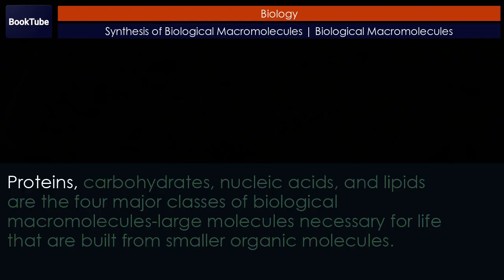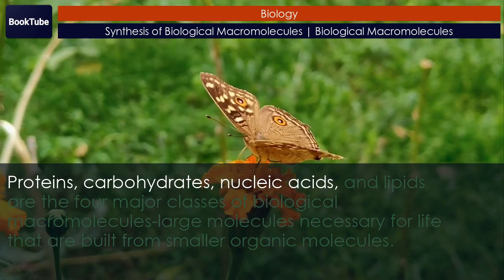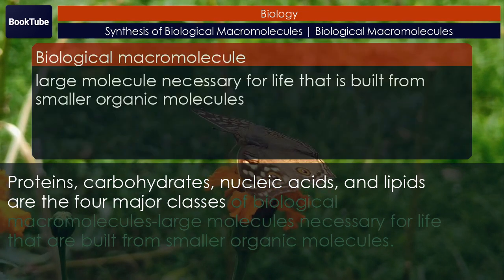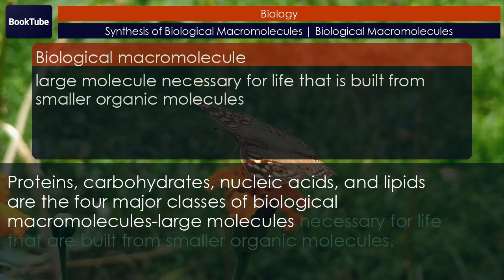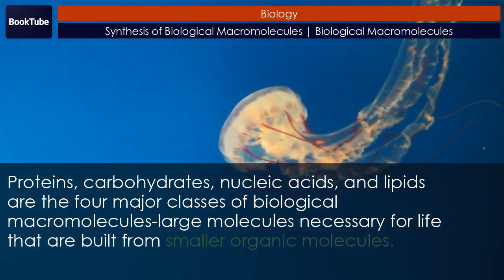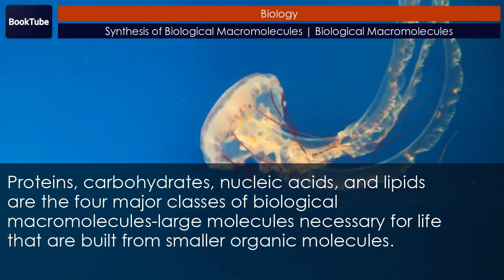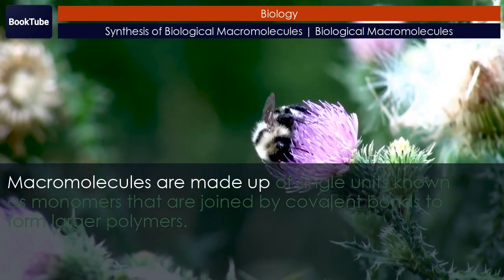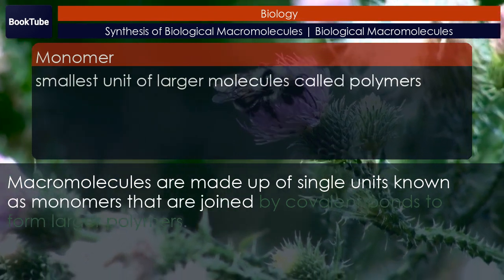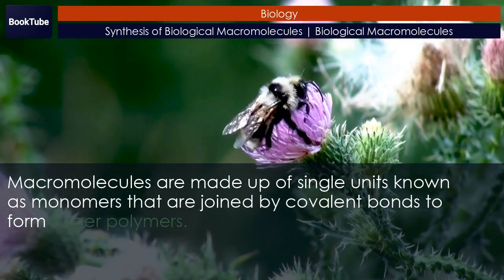Section summary. Proteins, carbohydrates, nucleic acids, and lipids are the four major classes of biological macromolecules, large molecules necessary for life that are built from smaller organic molecules. Macromolecules are made up of single units known as monomers that are joined by covalent bonds to form larger polymers.